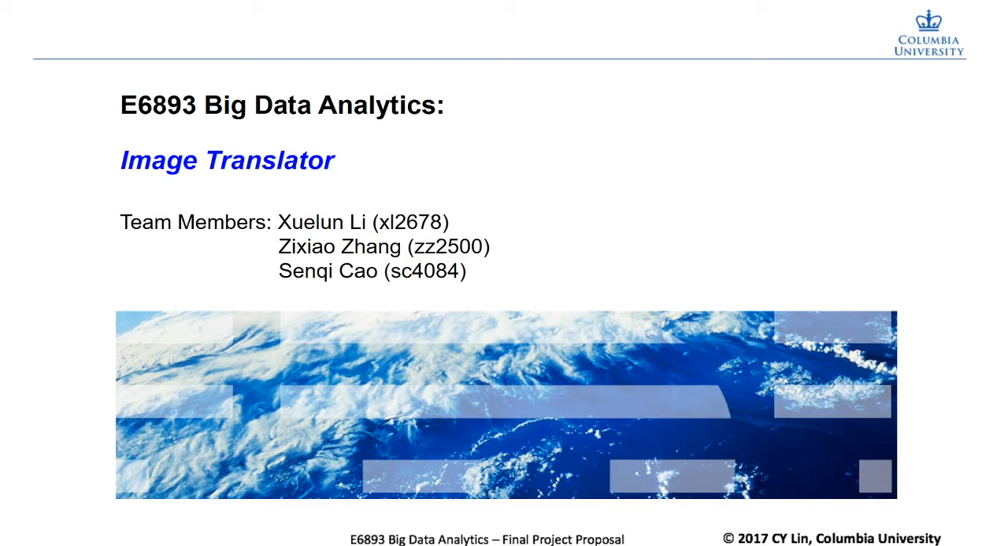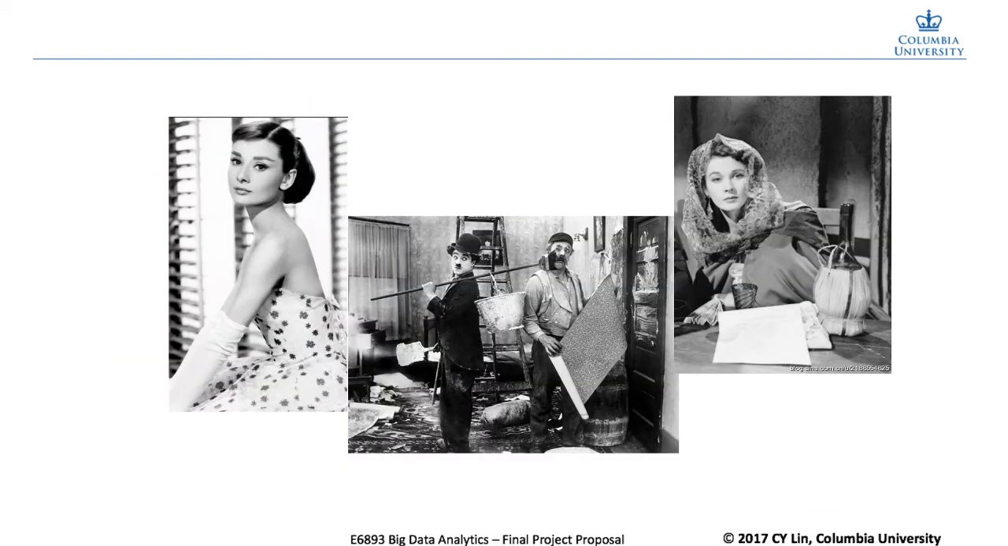This is our project, Image Translator, for the course Big Data Analytics. Hope you like it. The main function of our product, Image Translator, is to translate black and white images into colorful images. Before we stepped into the digital colorful world, the photos we took and the movies we watched were all in black and white.